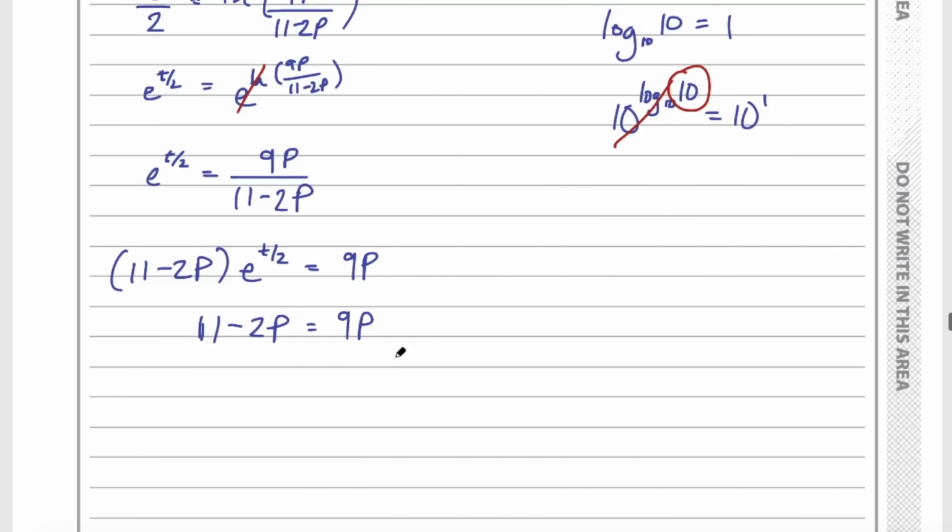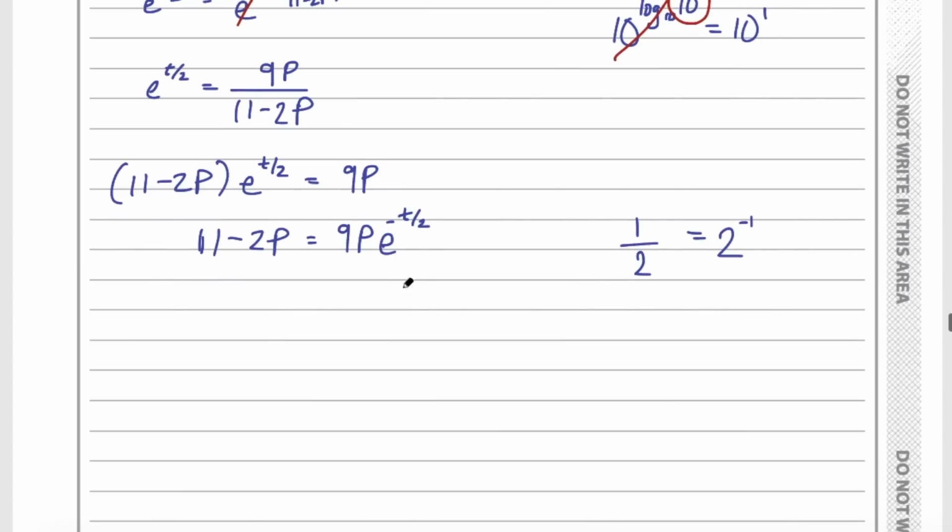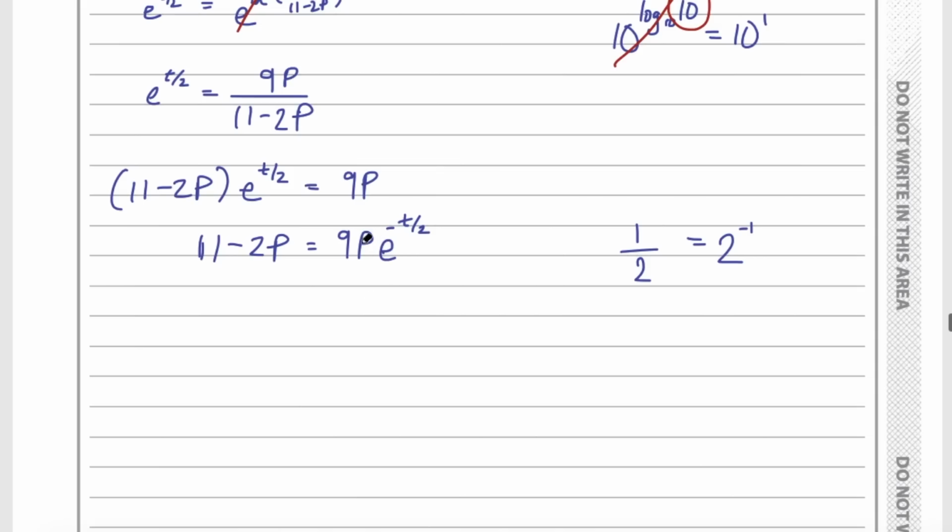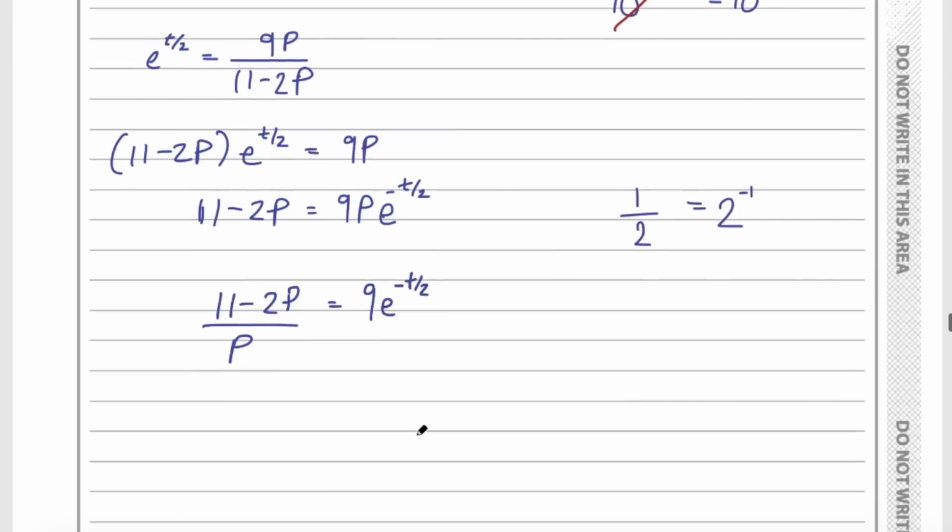Now, rather than writing this as a fraction, I'll write that power as a negative, so minus t on 2. So this is the same as if I have 1 on 2, I can write that as 2 to the minus 1. So I just added a negative to that power rather than writing that as a fraction. Then I'm going to get rid of this p on the right hand side. So I want to isolate all of the p's on the left hand side. So divide by p on the left. So I get 11 minus 2p divided by p equal to 9e to the minus t on 2.